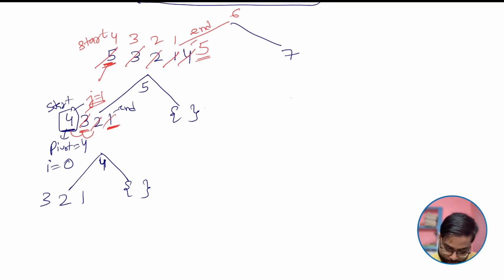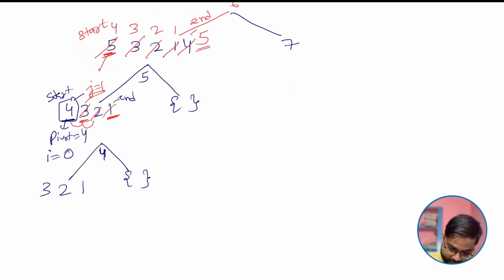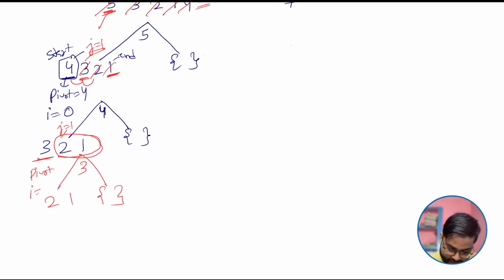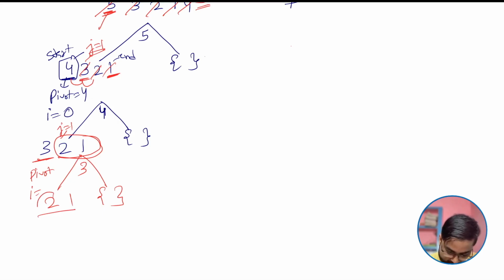Now also I will again take this as pivot, and I will run a loop from another index. So I will run a loop from j equals 1. Same case we are doing again and again. So this will give us 3 here. After 3 we have nothing, and before 3 we will have 2 and 1. Now if we come to this case, we will take 2 as pivot, and after 2 we will have nothing, and before 2 we will have 1.